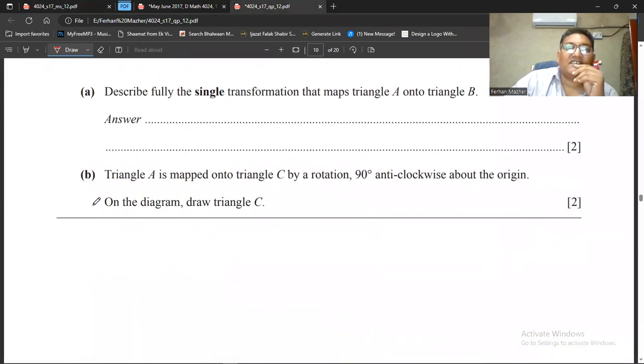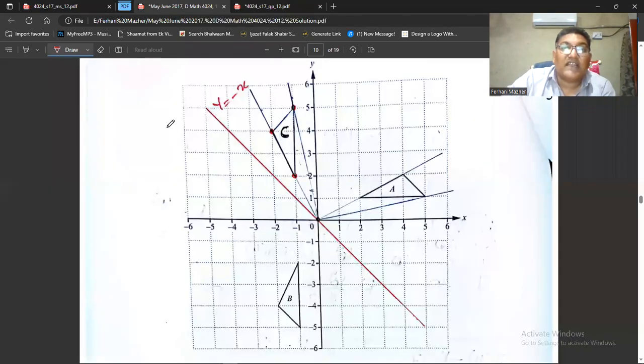Okay, then he says triangle A is mapped onto triangle C by a rotation of 90-degree anti-clockwise about the origin. On the diagram, draw the triangle C. Okay, so we have to rotate about the origin 90-degree anti-clockwise. So I will join these points with the center of rotation. I will join this point with the center of rotation. Then I will put my protractor here. I will mark the 90-degree. So this is the 90-degree to this line.